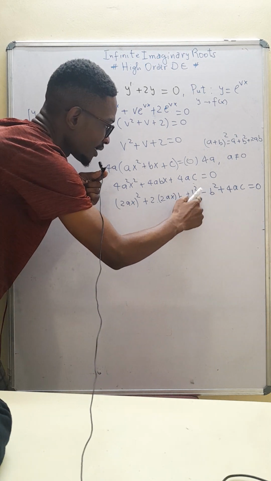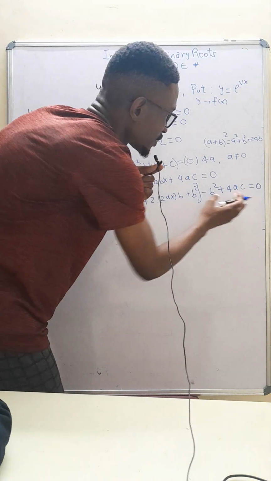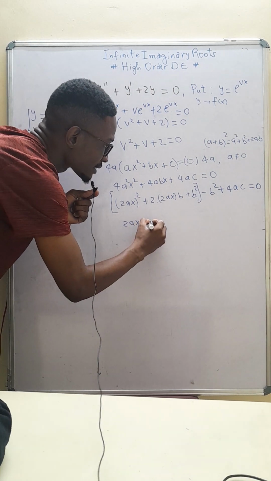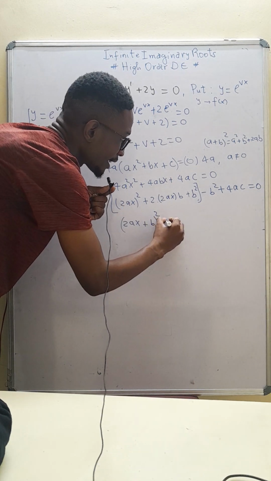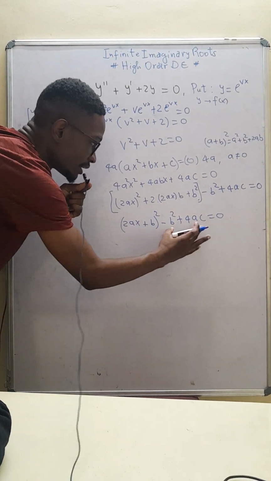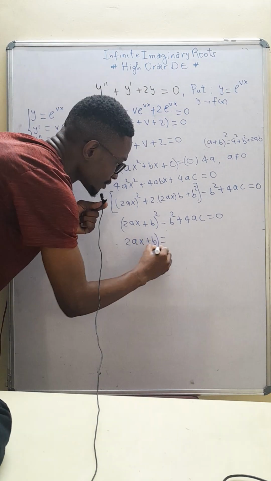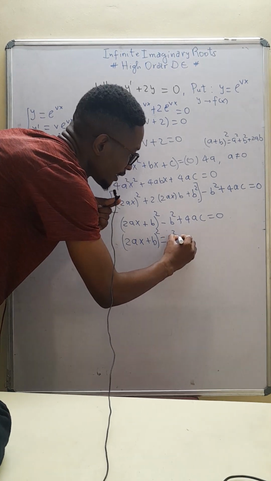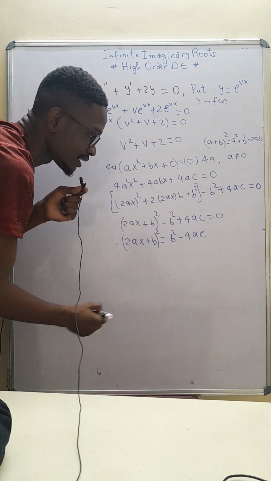Only this expression right here, if you see well, is a perfect square, and this other expression is not a perfect square. So this expression can be written as 2ax plus b, squared, minus b squared plus 4ac equal to 0. Now here, just send this guy out there. So 2ax plus b squared will be equal to b squared minus 4ac. This is your determinant, if you can see this well.